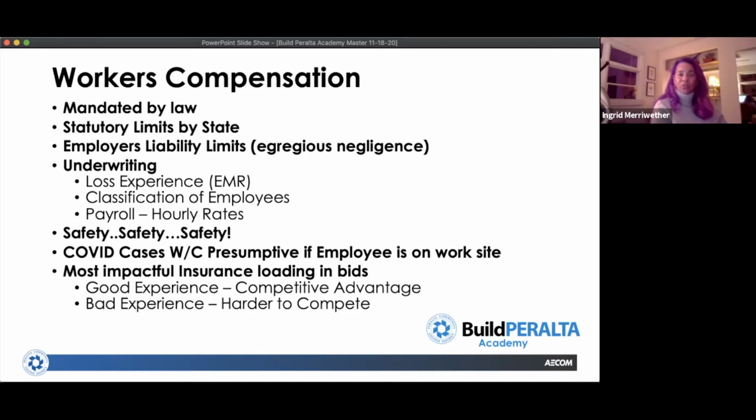So the thing about workers' comp is, if you have good experience and you have a low EMR, it's going to give you a competitive advantage, because your pass-through insurance costs are going to be cheaper than someone who has bad experience, who's going to find it harder to compete with higher workers' comp rates. Next slide.